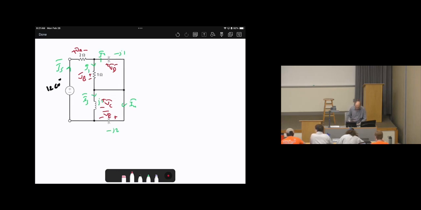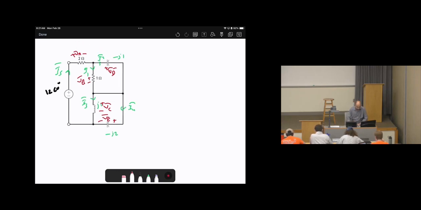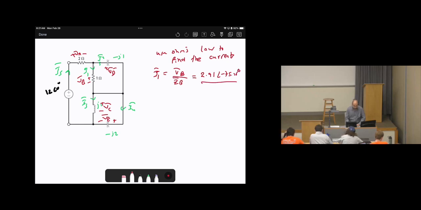Then we know all of the voltages. So basically, we will use Ohm's law to find the currents. So we can say that I1 bar equals VB bar divided by ZB, which is the corresponding resistor. VB we already calculated as 2.91 angle negative 75.96 degrees, divided by Z1 bar, which is 1. So I1 will be 2.91 angle negative 75.96 degrees amperes.